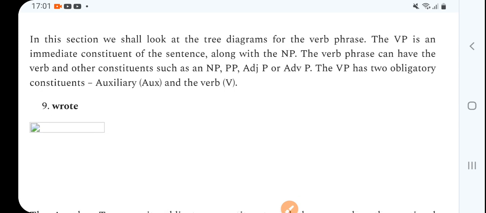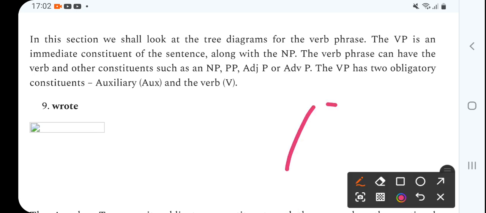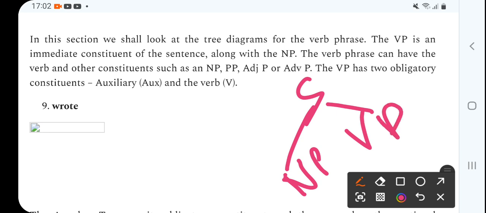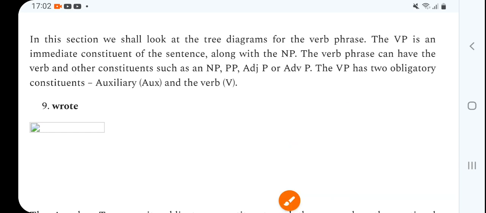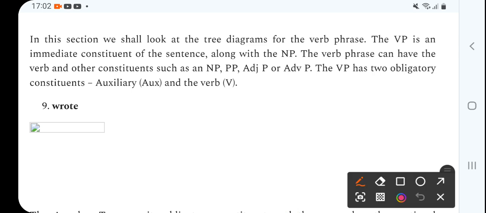Now verb phrase. In this section we shall look at the tree diagram for the verb phrase. The verb phrase is an immediate constituent of the sentence along with the noun phrase. This is the sentence, with noun phrase and verb phrase as immediate constituents. The verb phrase can have the verb and other constituents such as noun phrase, prepositional phrase, adjective phrase, adverb phrase. Very important information here: a verb phrase may contain a noun phrase, prepositional phrase, adjective phrase, adverb phrase.